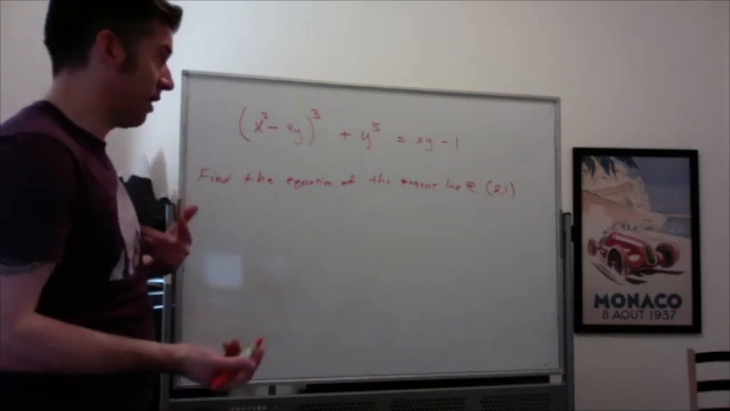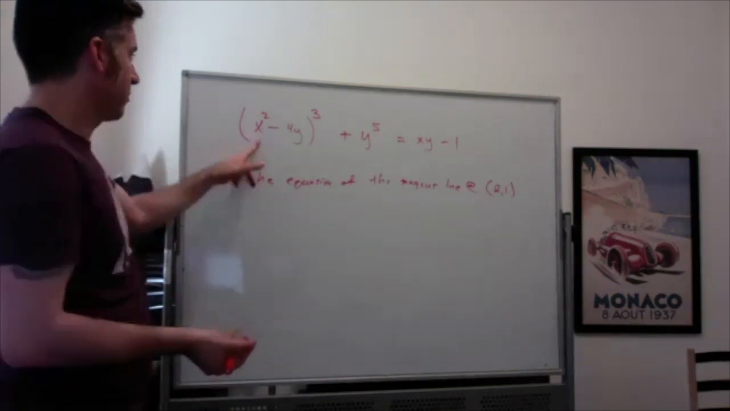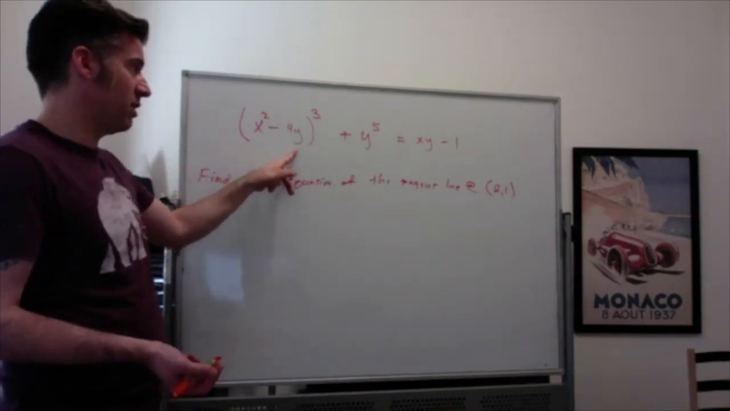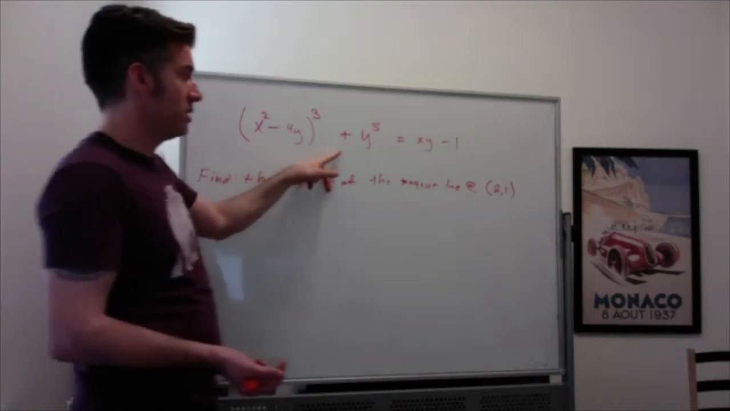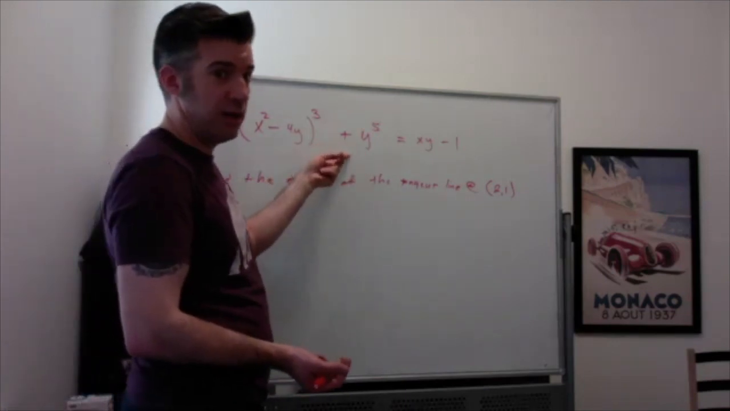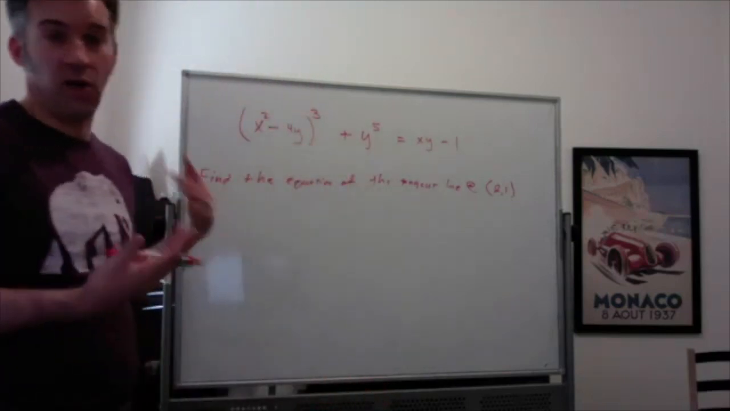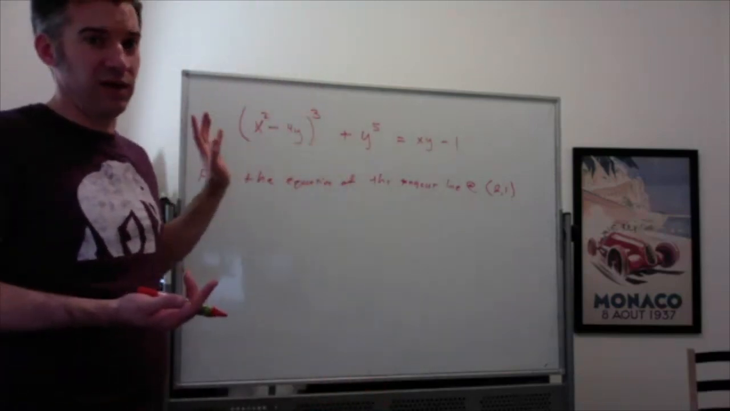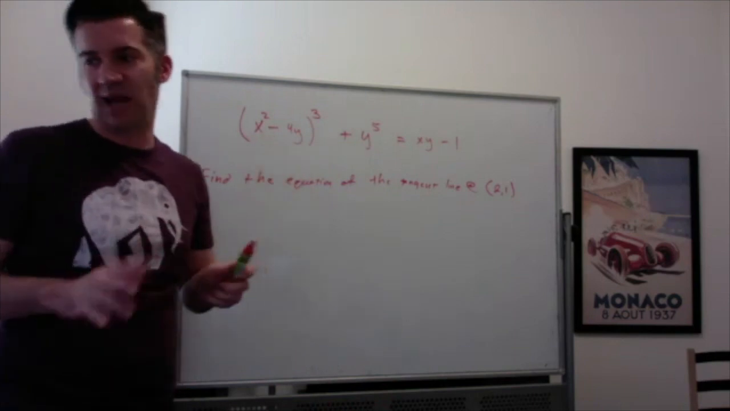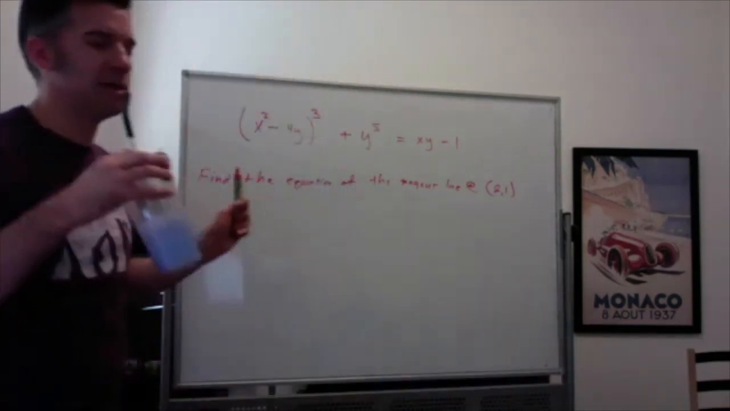Right? If you plug in 2 for x and 1 for y, you get 2 squared minus 4 times 1. 4 minus 4 is 0. Plus 1 to the fifth. So the left side is 1. And the right side is 2 times 1 minus 1, which is also 1. So the left and the right hand side are equal to each other. Sometimes someone will give you an equation, they'll pick points that actually aren't points, but it's not really a big deal. I mean, it is a big deal, but it's not that big a deal.